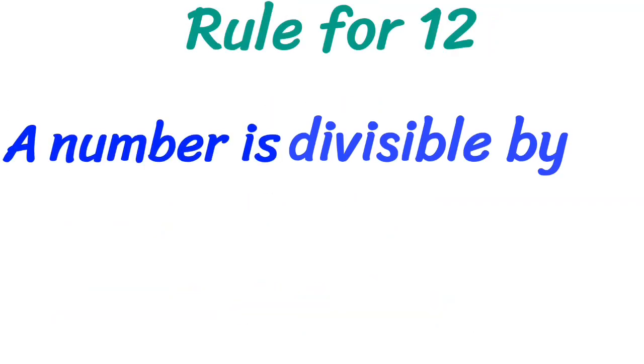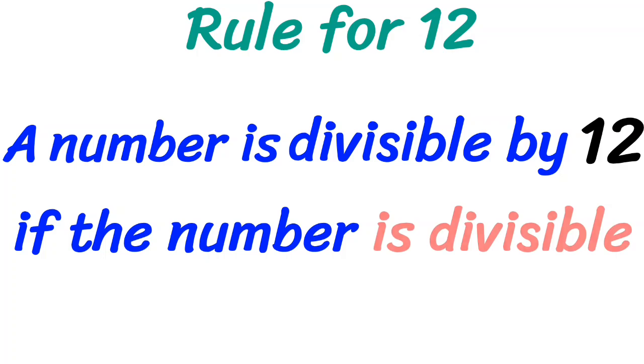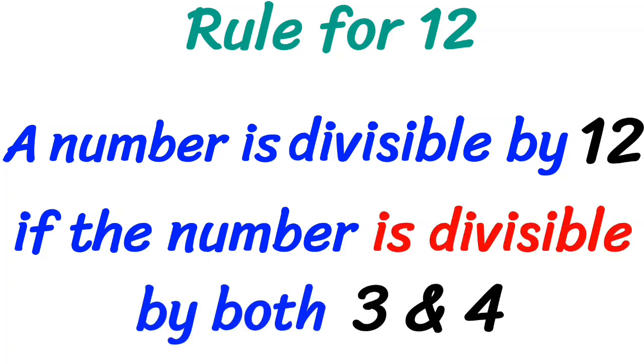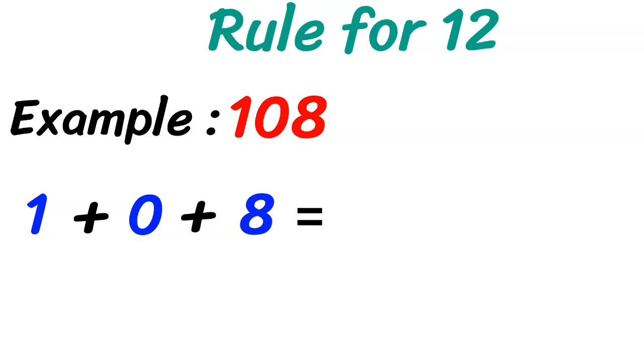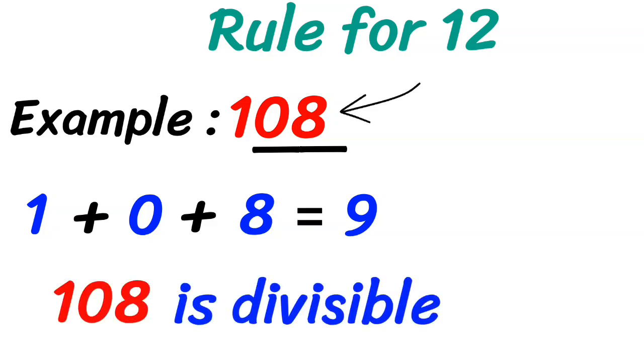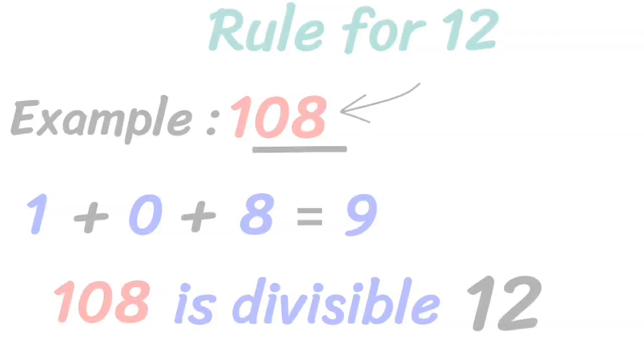Rule 12. A number is divisible by 12 if the number is divisible by 3 and 4. Example, 108. The digit sum is 9, which is divisible by 3. And the last two digits are 0, 8, which are divisible by 4. Therefore, 108 is divisible by 12.